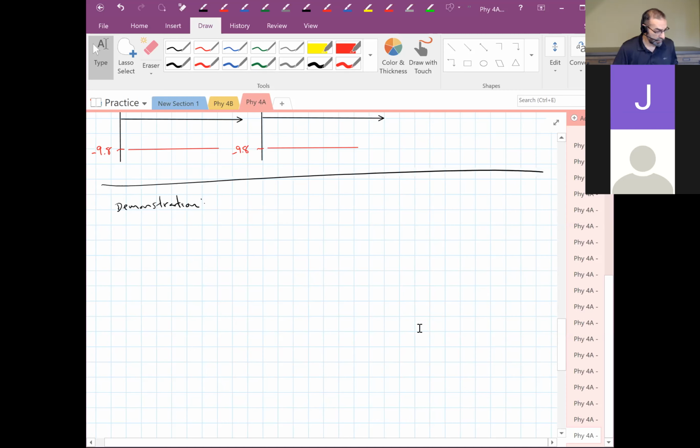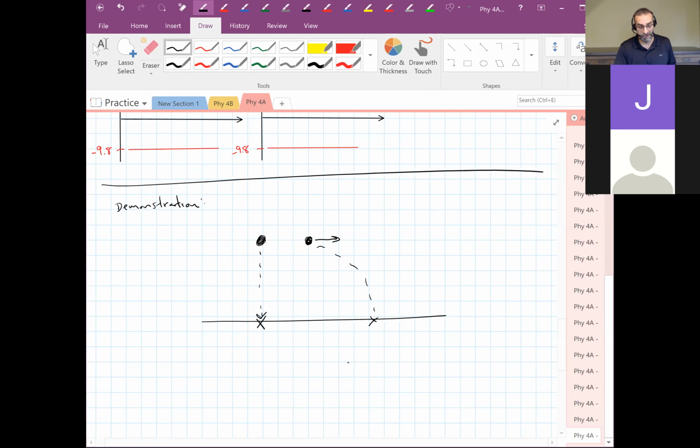Okay, so what we're going to watch here is two balls, just like we talked about here. One drops straight down, hits the ground right there. One is given a horizontal velocity, and so it follows a curved path and hits the ground over here. And if they both are released simultaneously, which one hits the ground first?